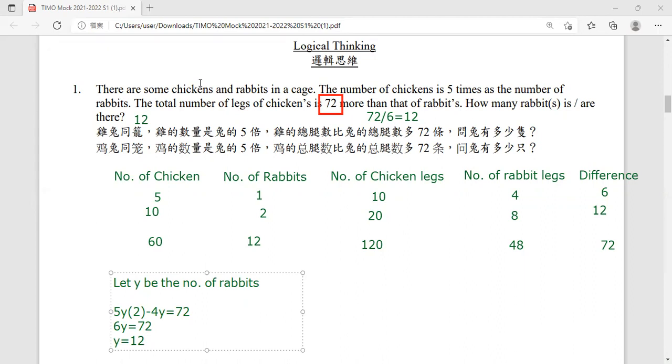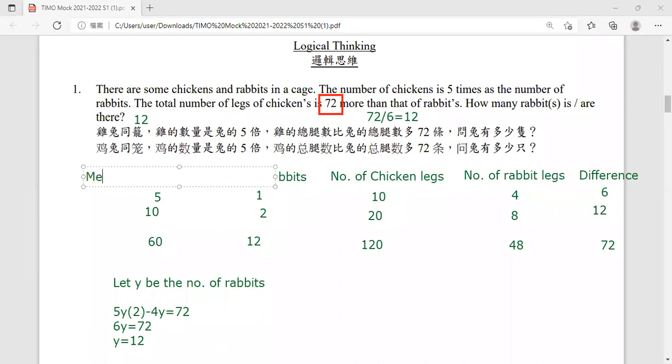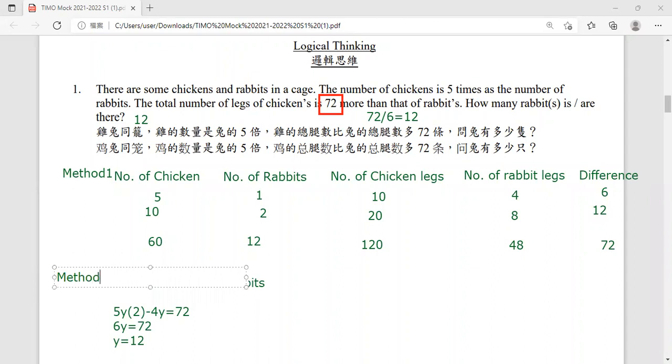So you will find that if you can use the algebra method, you will do it very fast. Or if you don't want to use the algebra method, you can do it something like this. This is the first method, and this is the second method. Any questions?